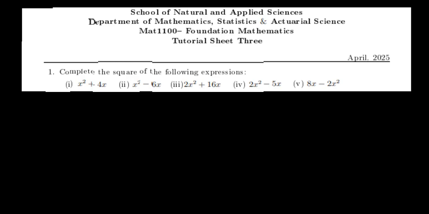Now the first question is: complete the square of the following expressions. x squared plus 4x. Okay, those are the expressions. Let's start with the first one.